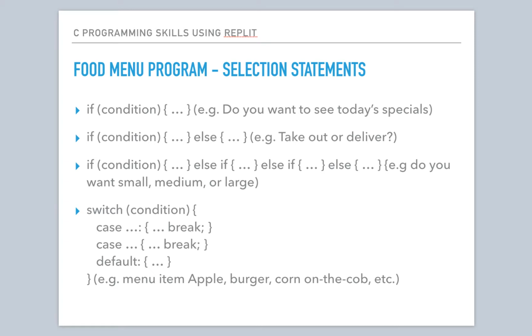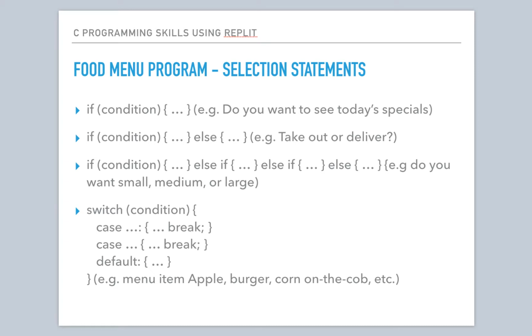Now there's a second way you can use an if statement, and that is an if else. And again, you can imagine there are cases where you want to do, if it's true, do this, and if it's false, do something else. So again, an if else. An example of this is takeout. Do you want takeout or do you want delivery? So if you want takeout, you're going to do one thing. If you want delivery, you'll do something else.